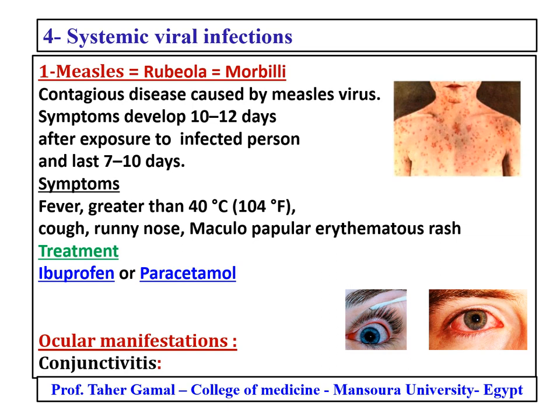Measles, rubella or morbillo, is a contagious disease caused by measles virus. Symptoms develop 10 to 12 days after exposure to an infected person and last 7 to 10 days. The symptoms: fever greater than 40 degrees centigrade or 104 degrees Fahrenheit, cough, runny nose, maculopapular erythematous rash. Treatment is ibuprofen or paracetamol. The ocular manifestation is conjunctivitis.